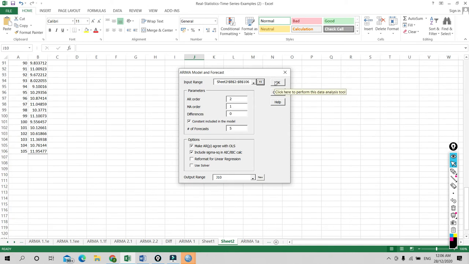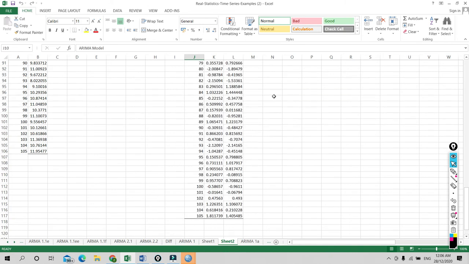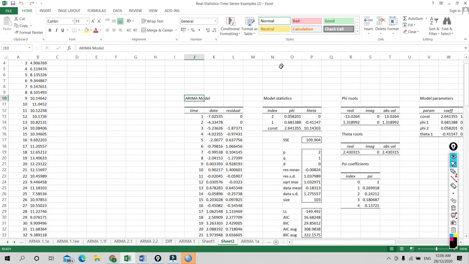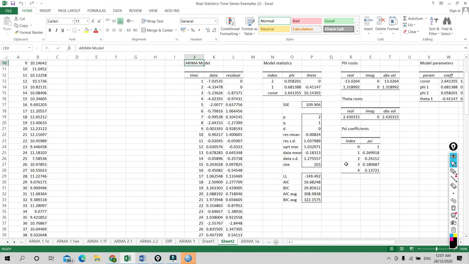So then I just click OK here. So now these are the results. So now my new model here, theta 2 here is 0.058 and theta 1 is 0.0681 and your phi 1 is 0.68 and phi 2 is 0.05 and theta 1 is negative 0.41. Okay.